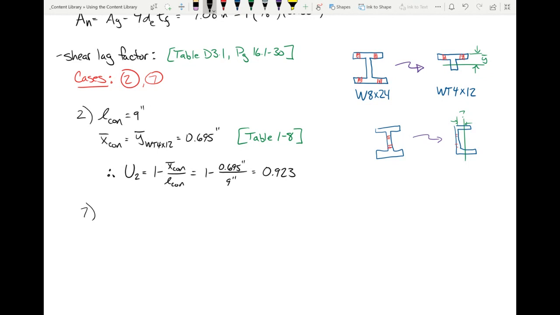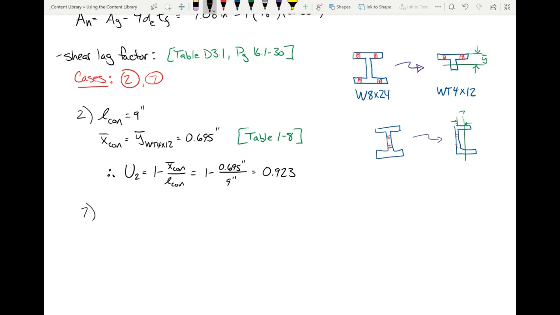Okay, let's look at case 7. So first off, case 7 states W, M, S or HP shapes. So those are basically the I-shaped cross sections or the T's cut from these shapes. So this applies, and it branches off, and there's two different components. So with the flange connected with 3 or more fasteners per line in the direction of loading, or with the web. So we don't need to worry about the one with the web.